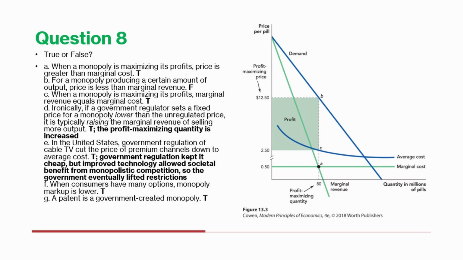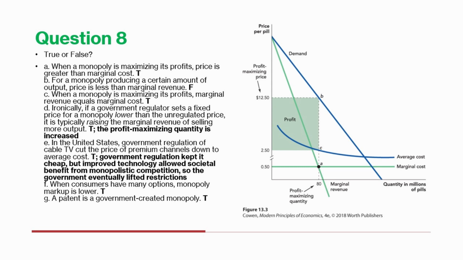In the US, government regulation of cable TV cut the price of premium channels down to average cost. True. It cut it down to keep it cheap. But this was basically removed later on when the benefits of monopoly started to outweigh the costs. When consumers have many options, monopoly markup is lower. True. More options means more substitutes, which means higher elasticity of demand, so monopolies aren't able to mark their prices up as high and get away with it.